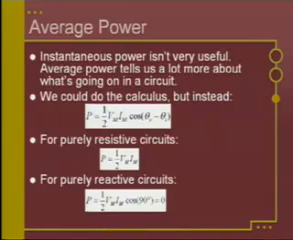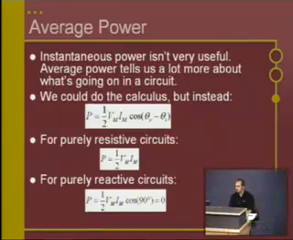So instantaneous power isn't as useful as it could be, I suppose. We would like something that is a number, something that we can walk up to our coworker and say it's 40 watts or 60 watts or whatever else. We'd like a number. And that's what average power gives us.